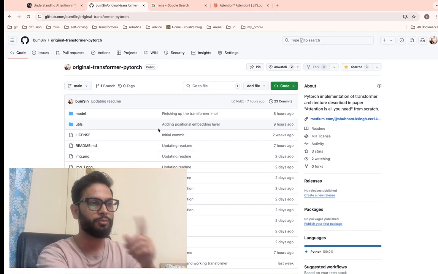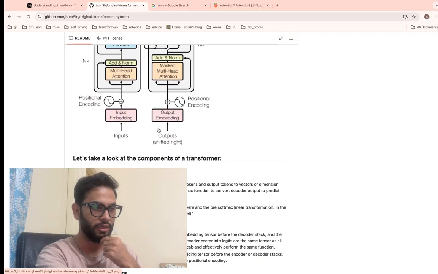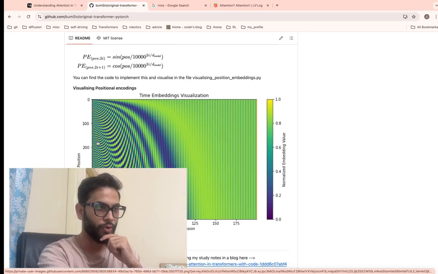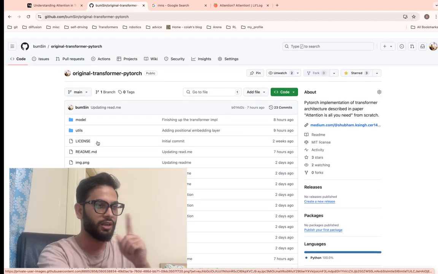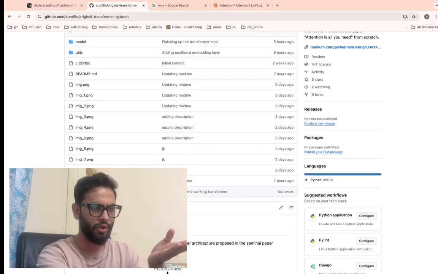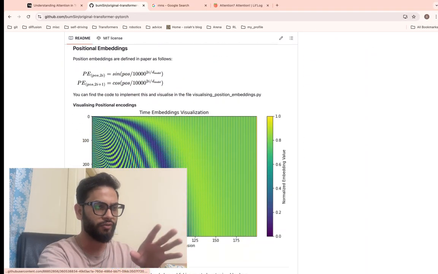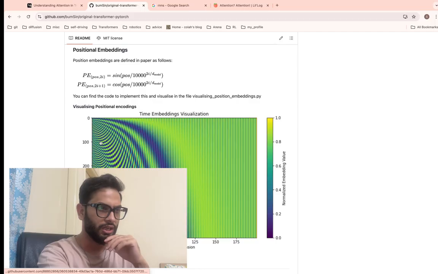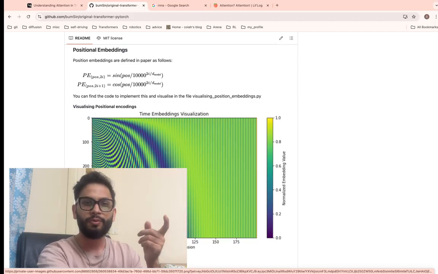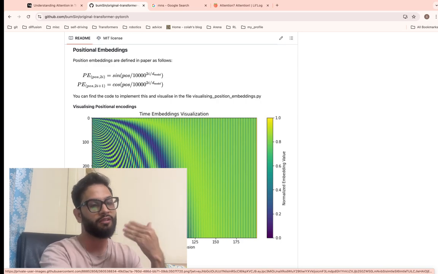So let me refer to this repo. This is the repo which I'm using to implement transformers from scratch. If you see in this repo, I have made this visualization. You can see the file visualization position embeddings if you want to know how I visualize it. It's very straightforward. I have stacked position vectors on top of each other. So every position will have a different position vector.